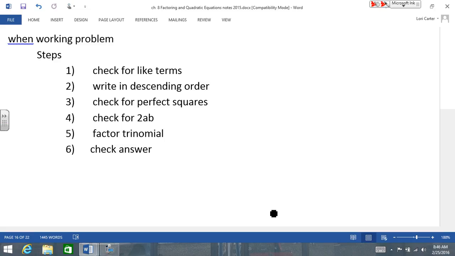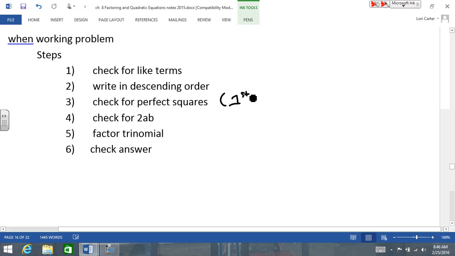Okay, so first you look for like terms, like always. It has to be in descending order. Now they have to be perfect squares. So the first term and the last term have to be what sign? For it to be a perfect square, what does the last term have to be? Positive. Check for perfect squares, that means first and last.